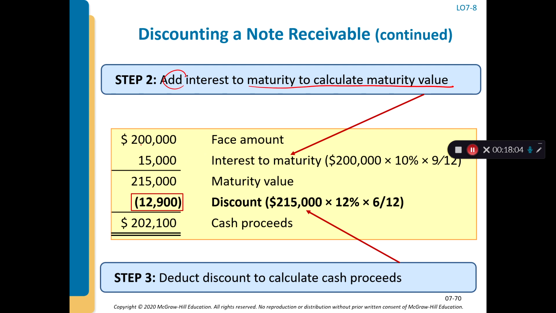Okay. And step 2, you want to add interest to the maturity to calculate the maturity value. So what is the maturity value here? First of all, the face amount is the $200,000, plus interest to maturity, which is a 9-month note, from January 1st to September 30th, so 9 months. Hence the amount you're supposed to collect on this note receivable before you pledge it is $215,000. However, you know that the bank you pledge against is only 6 months, and they charge you 12% interest. Hence, $215,000 is the maturity value, multiplied by the bank's interest rate, multiplied by 6 over 12, which is half a year, and that gives you the discount. They will discount your note receivable by about $12,900. Hence, for the cash proceeds, they will only deposit $202,100 to you, after you deduct the discount to calculate the cash proceeds.